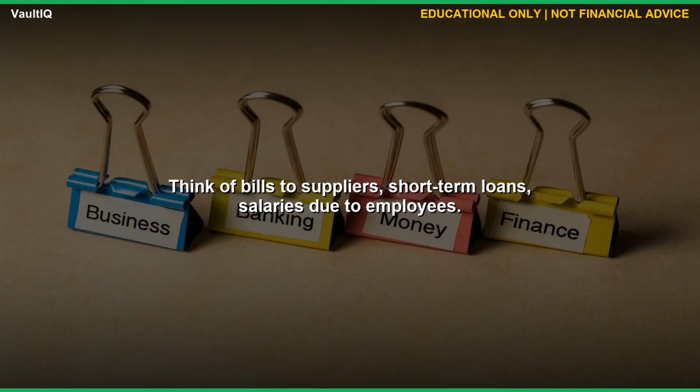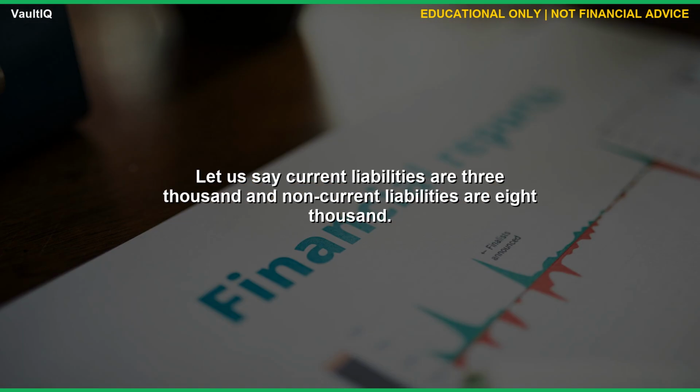Here is the beautiful part. There is one simple equation that every balance sheet in the world follows. Assets equals liabilities plus equity. Always. Every single time. If this equation does not balance, something is wrong. That is why it is called a balance sheet. It must always balance.